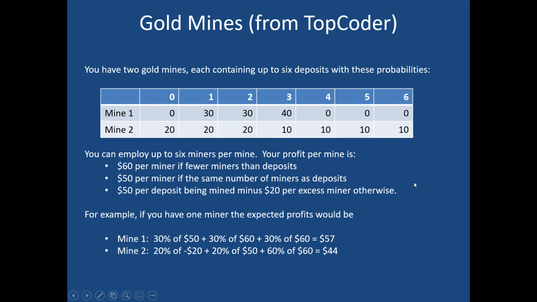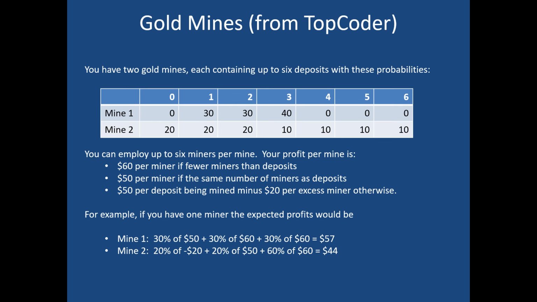Okay? Here's one from a programming contest site, Top Coder. Gold mines. So imagine you have 2 gold mines. Each has up to 6 deposits that you could explore, and their probabilities. So mine 1, there is no chance that there are no deposits. There's a 30% chance that there's exactly 1 deposit. There's a 30% chance that there's exactly 2 deposits, and so on.